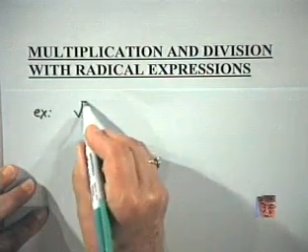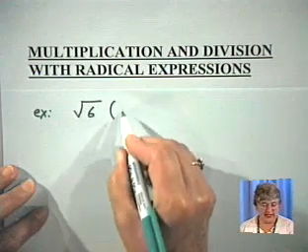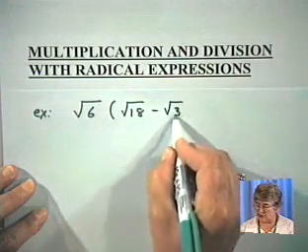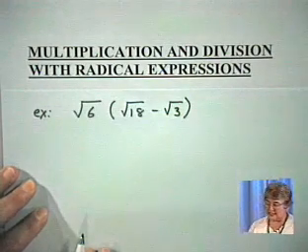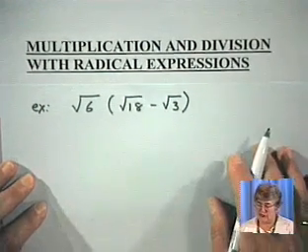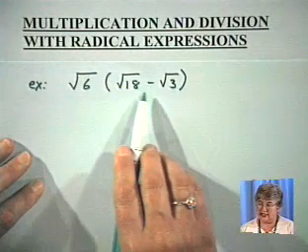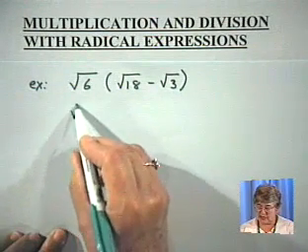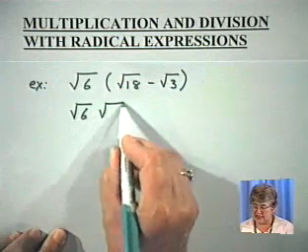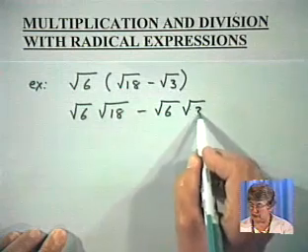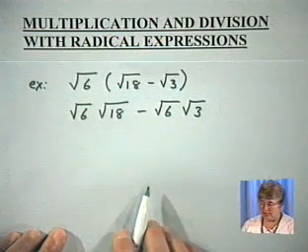Suppose we have a square root of 6 minus the square root of 3. Well, this is nothing but simply working with a distributive property. We have something on the outside and the quantity on the inside. Distributing that, we're going to have square root of 6 times the square root of 18 minus the square root of 6 times the square root of 3. Nothing different than what we've had before.